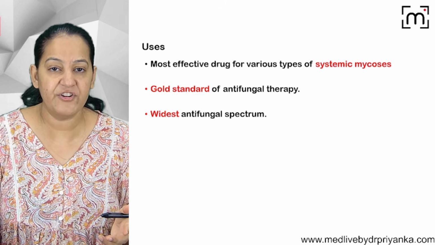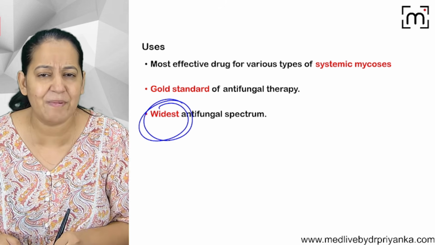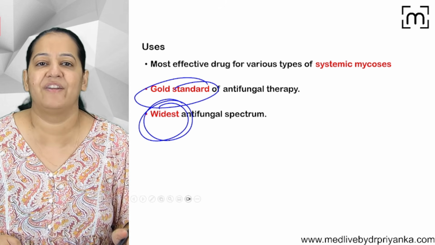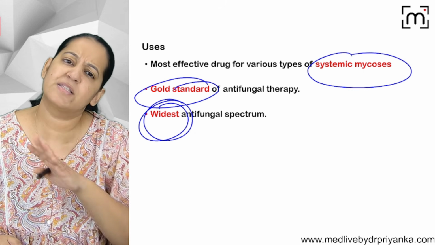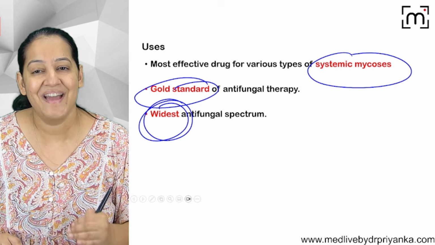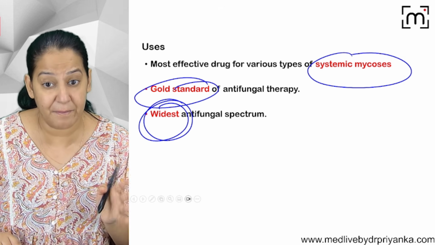What are the uses of amphotericin B? It has the widest spectrum. It can kill any fungus. It is the gold standard therapy among all antifungal drugs. It is effective against all systemic mycoses, but we don't use it much because of nephrotoxicity. And we have better drugs available nowadays, azoles, which do not have many side effects.